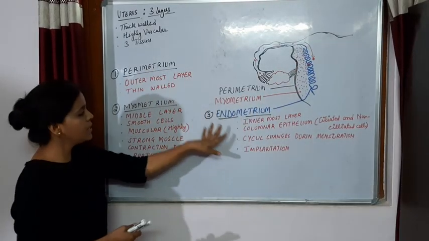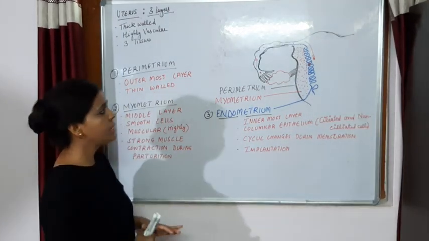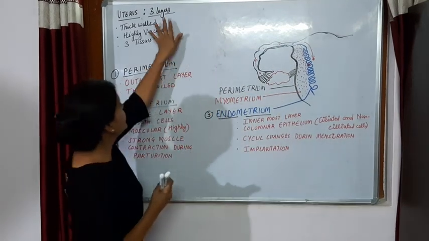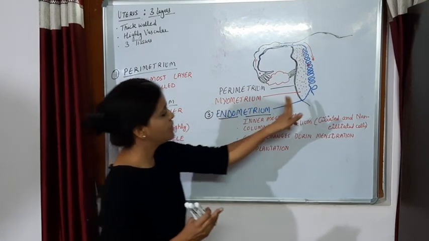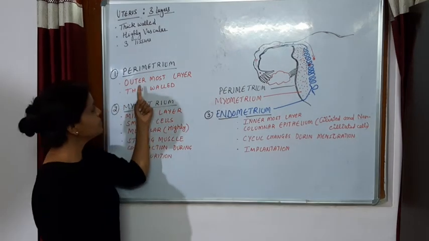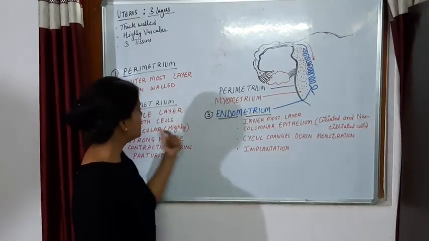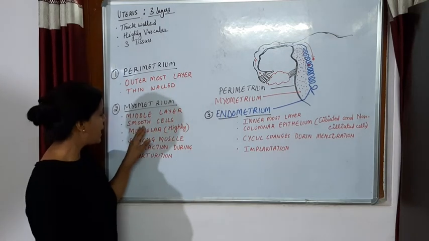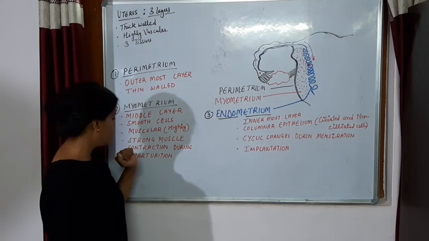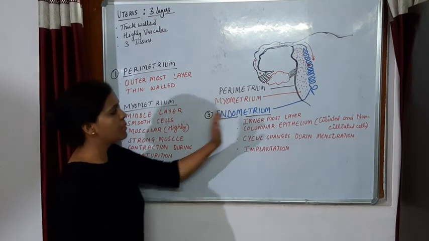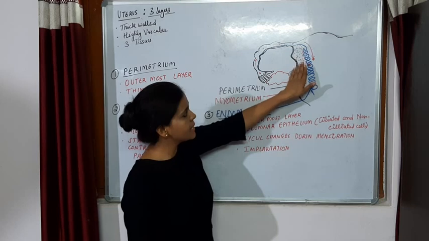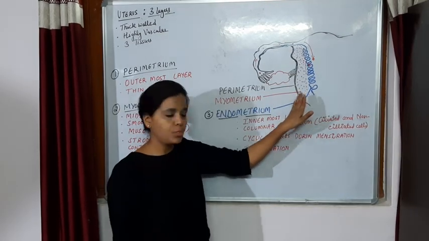So these are the three important layers of the uterus. The uterus in itself is a highly muscular and thick-walled structure. It is made up of three tissues. Outermost is the perimetrium, right? The perimetrium is thin-walled. Then next is the myometrium. It is the middle layer, made up of smooth cells and highly muscular. The strong muscle contractions during parturition are brought about by the release of certain hormones, again acting on this very layer.